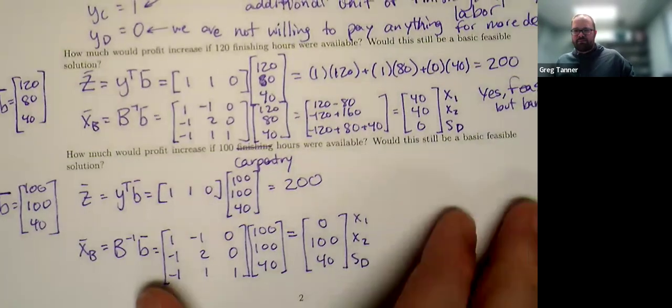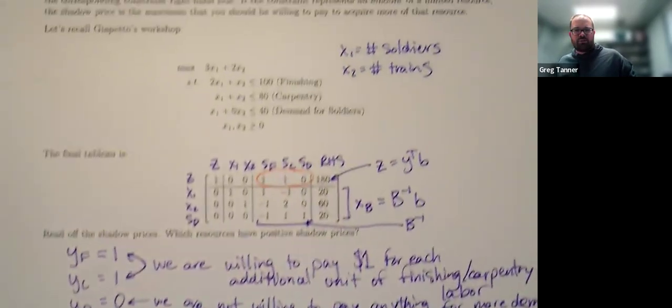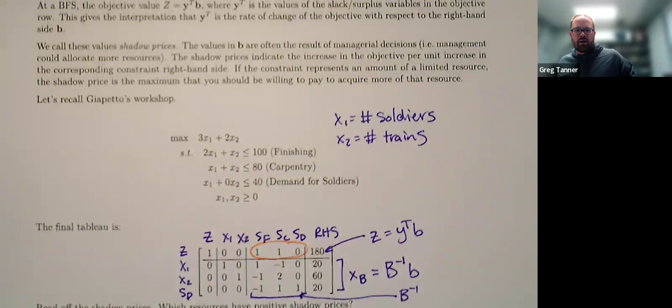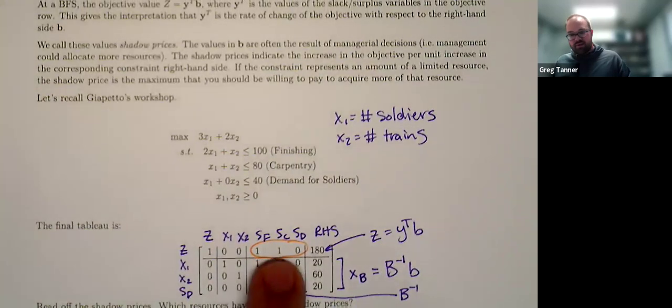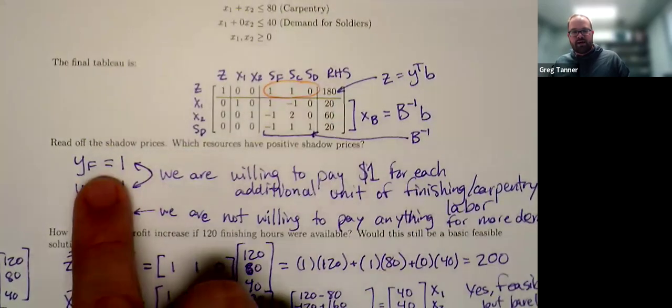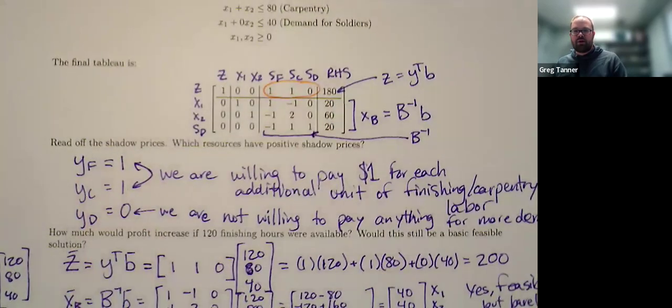So this wraps up shadow prices. Shadow prices are a really helpful item to get once you're done solving. It's the values in the objective row beneath the slack variables, and it will tell us essentially the values that we put on each of the constraints and the limited resources there, and maybe we might be willing to increase some of those resources.